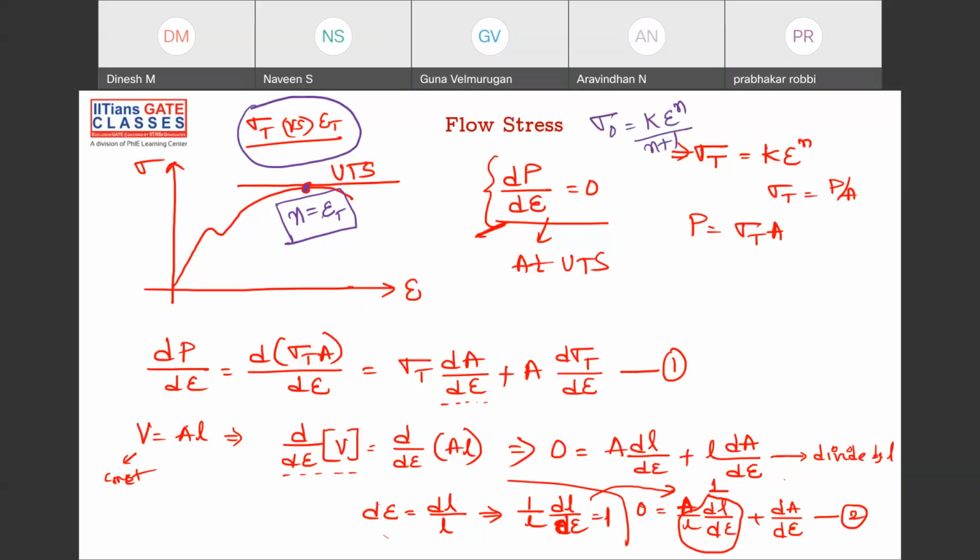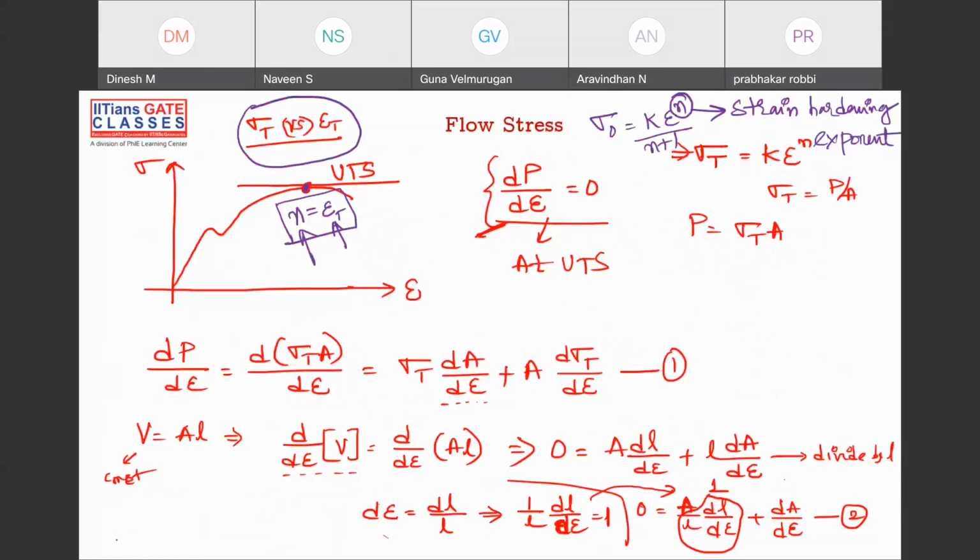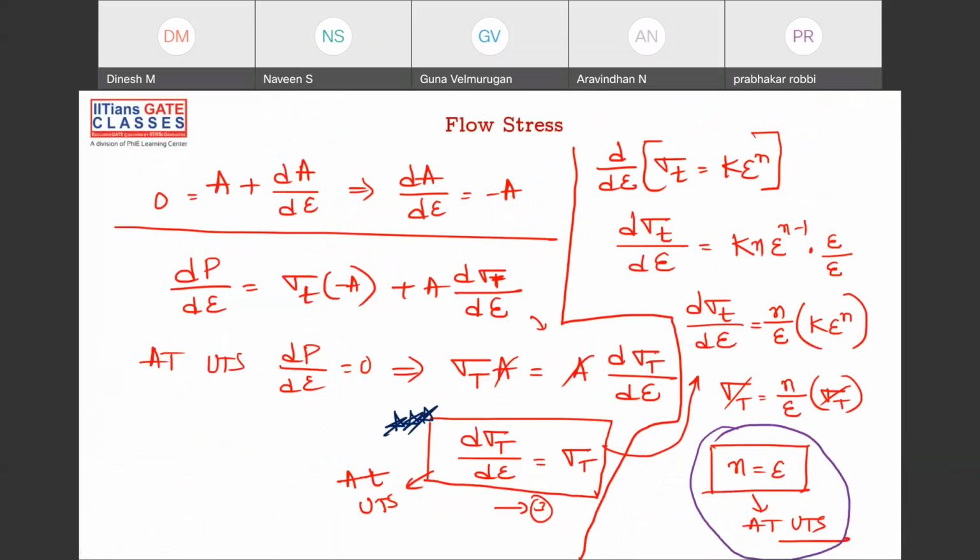So at ultimate tensile stress, or the ultimate point, this is the strain hardening exponent. So the strain hardening exponent is equal to epsilon t, that is true strain. So that is a very important point that you have to note down. Okay, fine. Next. That is what is very important. You have to note that.